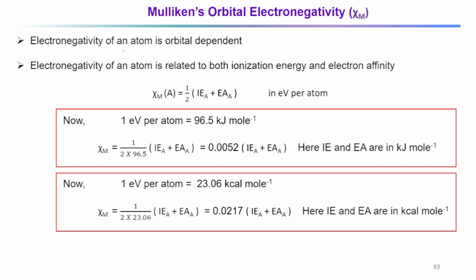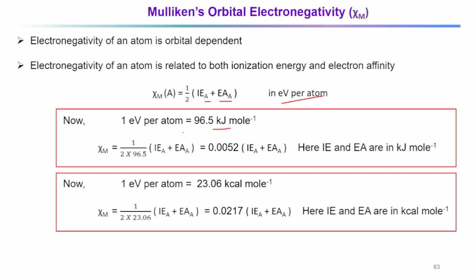Now Mulliken said that the electronegativity of an atom is orbital dependent, and that it is related to both ionization energy and electron affinity. So Mulliken suggested that chi m of atom A is equal to half of the summation of IE of A, meaning ionization energy of A, and electron affinity of A. So this is in eV per atom. You can again convert this eV per atom to kilojoule per mole.